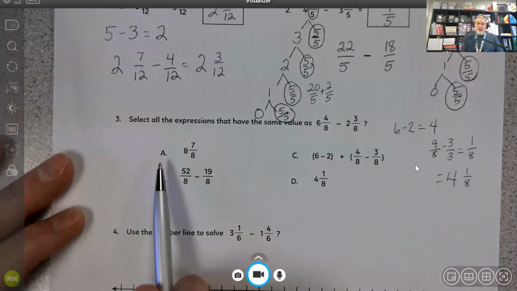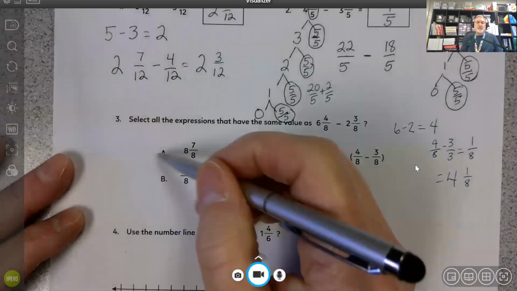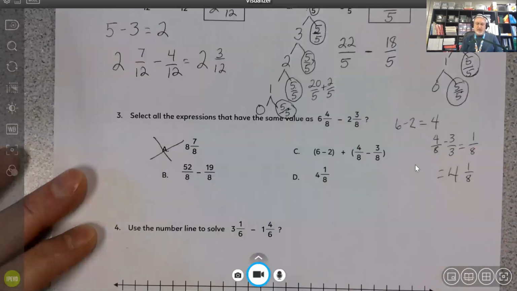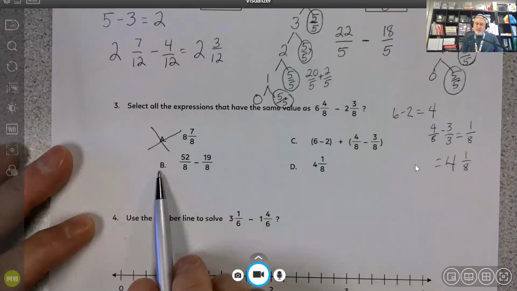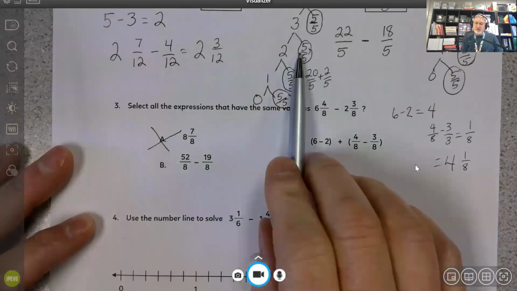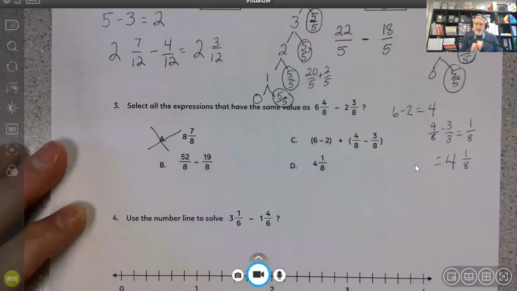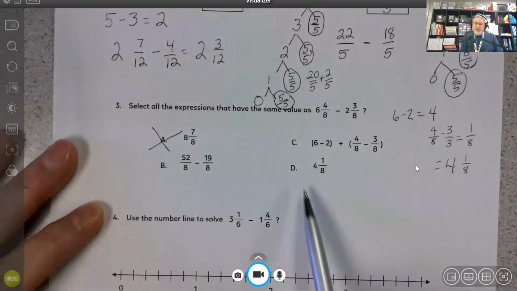Well, letter A, I think they added instead of subtracted, so I'm going to cross that one out. Let's look at letter B. Letter B, oh, it looks like they used that same strategy here, so we might have to do that. Let's look at the other ones first.